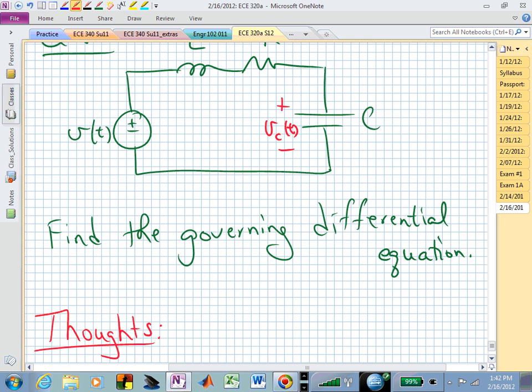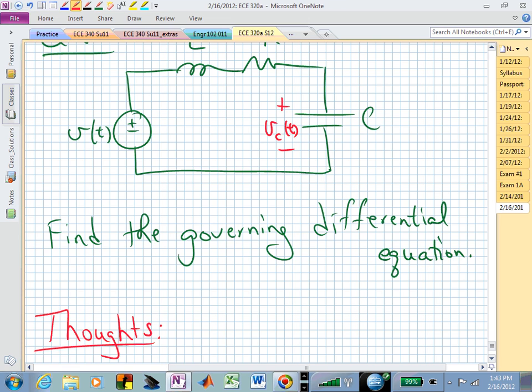That tells me now that I should be expecting what order of a differential equation? Second order. So you should be looking for a second order differential equation, which means if you wrote it in terms of the capacitor voltage V sub c of t, you should be looking at a second derivative of V sub c and maybe a first derivative and maybe V sub c equaling a V of t. Is that making sense?